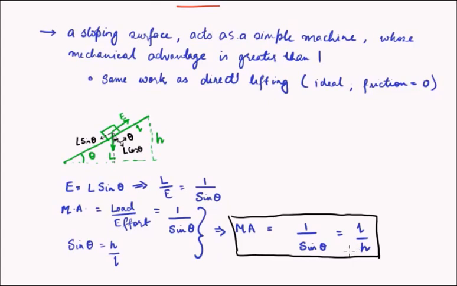So we can increase the mechanical advantage of a plane by decreasing the theta. In other words, if we use up a larger length to cover the same height, then we can do it by applying less effort, since that results in a higher mechanical advantage.